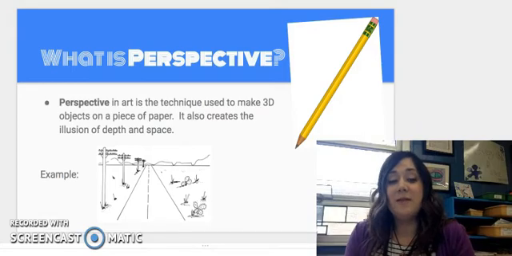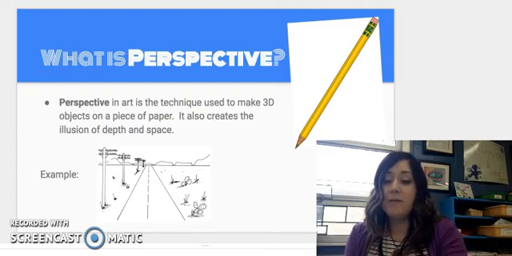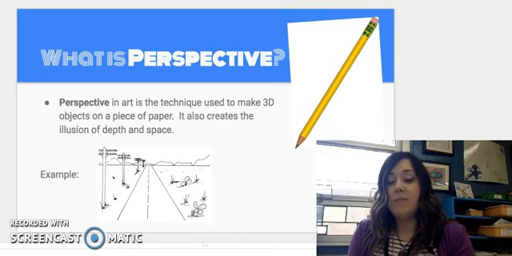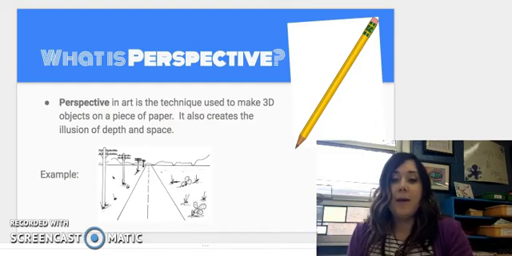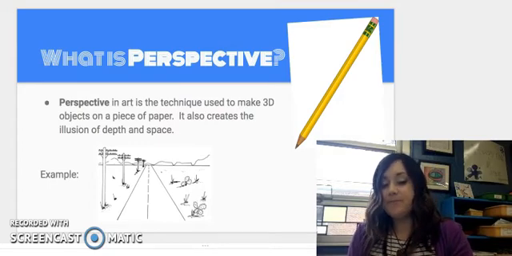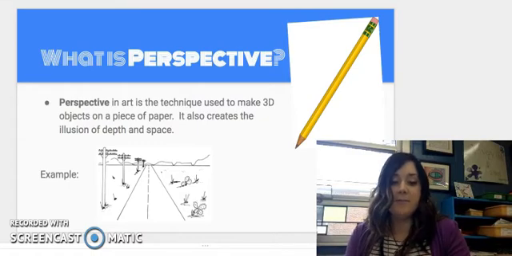Alright, so what is perspective? Perspective is, in art, the technique to use to make 3D objects on a piece of paper. So it creates that illusion of depth in space, as you see in this drawing here of the road that goes all the way to the back. You can also do 3D boxes where it seems like it's close up here and then it's further back there as well. You have cities that you can draw landscapes that way too, or cityscapes, and it's all about using that perspective. So to make things that are further in the distance be smaller, and things that are closer to you being larger, all of that together.